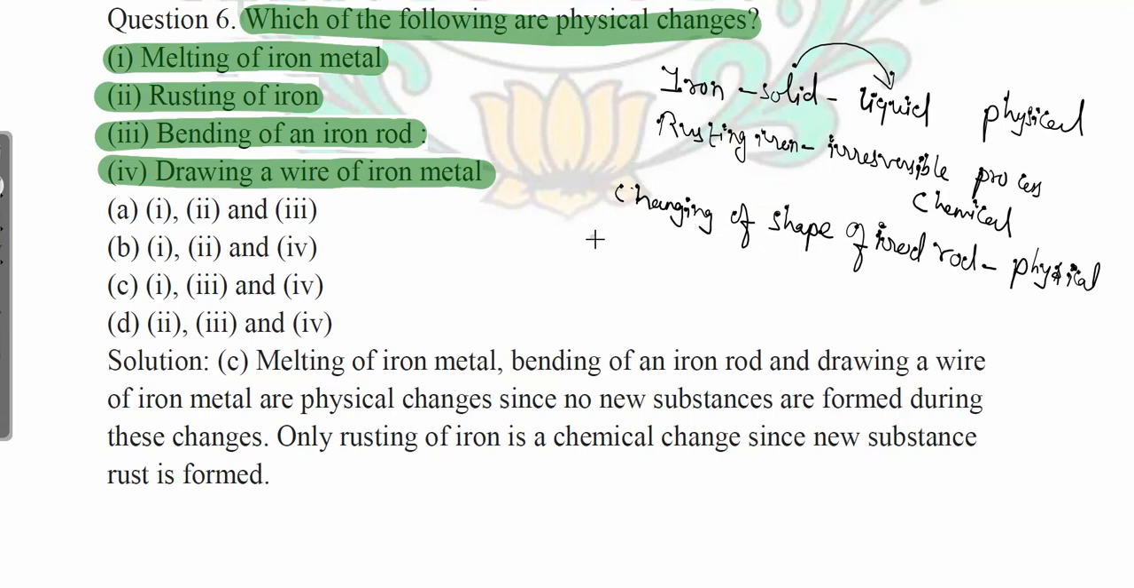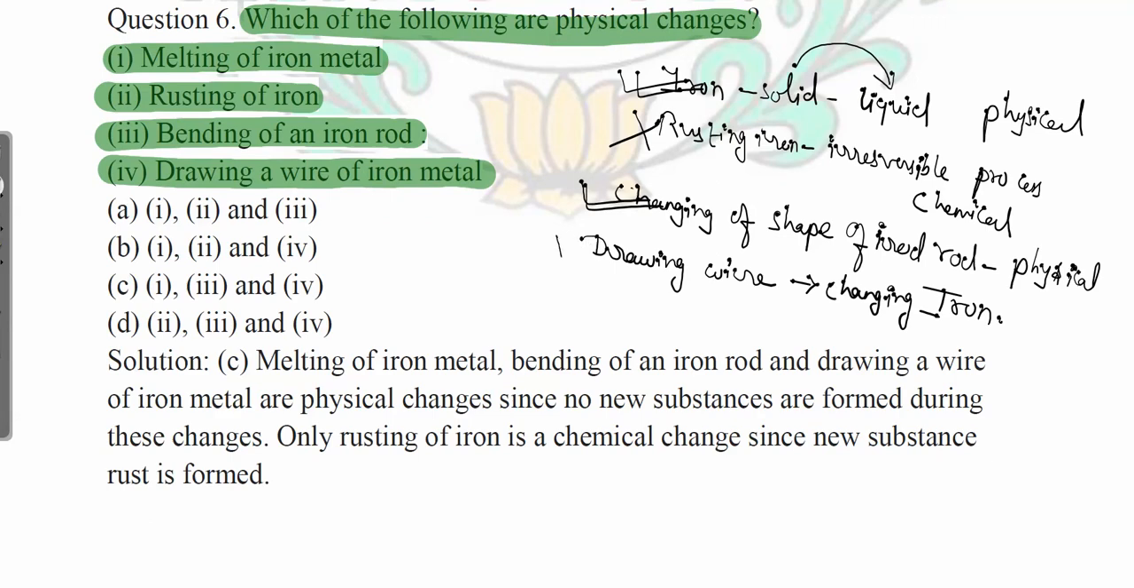And the last is the drawing of a wire of iron metal. Generally, drawing of wire means conversion of iron into wire. It is a physical process only, because here also we are changing the shape of the iron metal. We are not changing the composition of the iron metal, or conducting any irreversible process. So the rusting process is the only one which is not a physical change here. The other three, the melting of iron, the bending of the iron rod, and the drawing of wire from the iron metal, are all physical changes only.